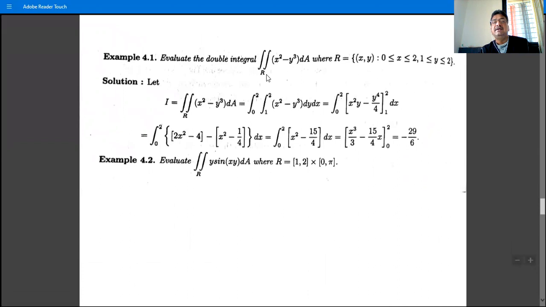Then evaluate the double integration over R of x cube minus y cube dA, where R is this. That is, the limit of x is 0 to 2, and the limit of y is 1 to 2. Then integrate first with respect to y or with respect to x. This 1 to 2 is the limit on y.